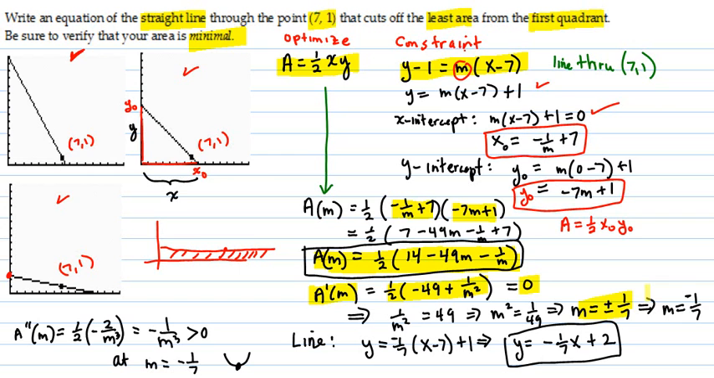But as you can see in the pictures, all the lines have a negative slope. So we're going to go with this one here, this negative 1/7. And so your line equation that's going to minimize the area is figured out here. And so it finally turns out to be y = -1/7 x + 2. That's the line.